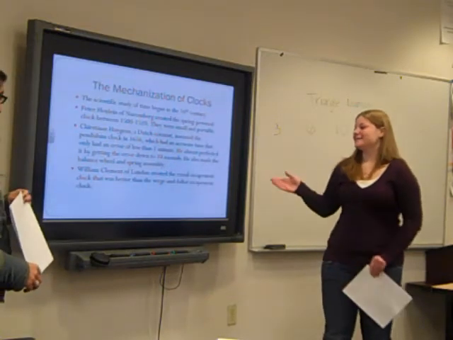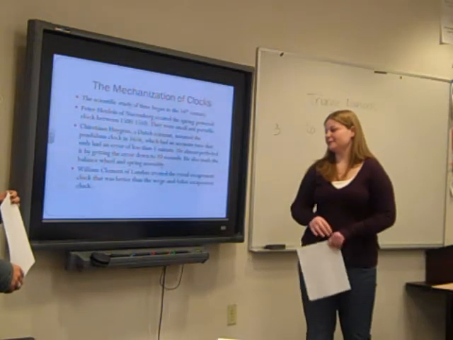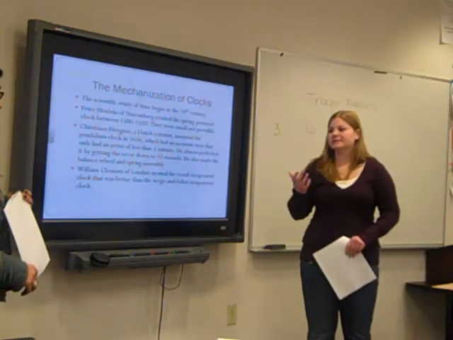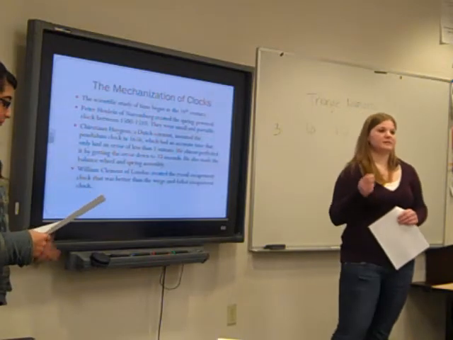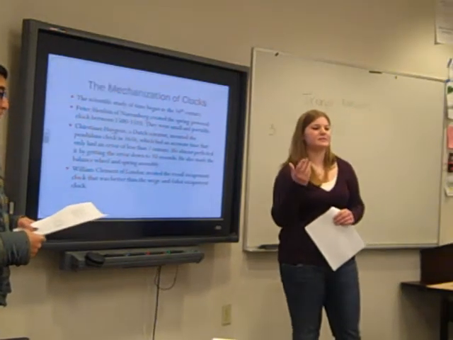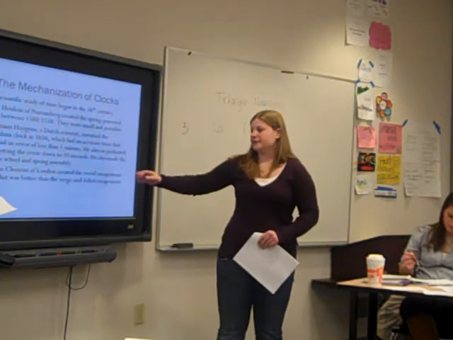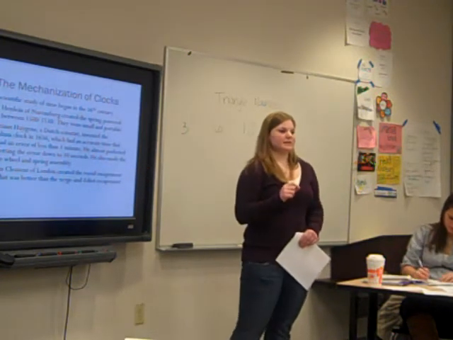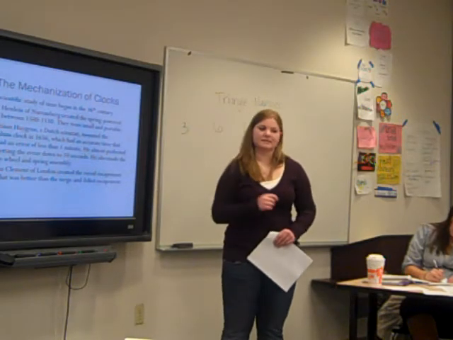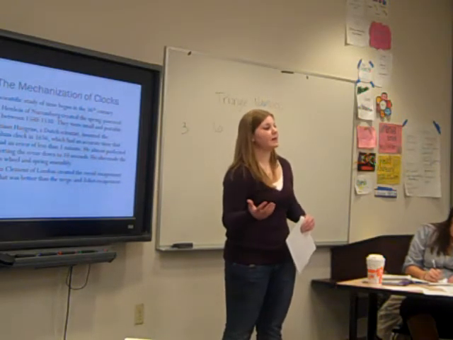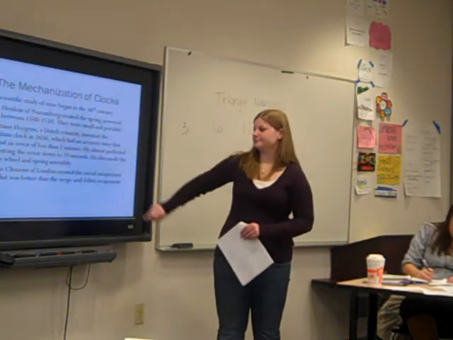But he created the recoil escapement clock that was better than the Verge and Foliot escapement clock. The recoil escapement made the clock lighter. Escapement just means that it's the mechanism for how it ticks. So the recoil escapement used levers and weights that were lighter than those that were used in the Verge and Foliot escapement. So basically the clock was lighter than the Verge and Foliot escapement clocks.